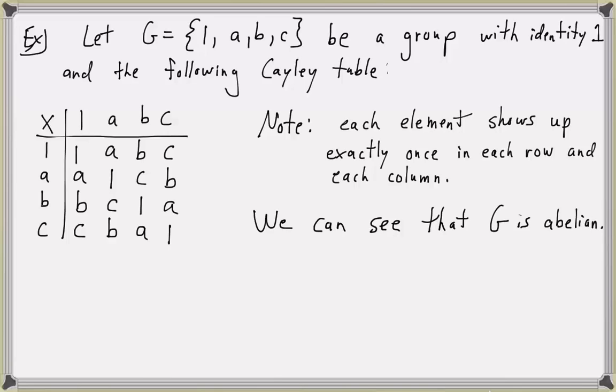Further, look at the diagonal of this matrix. We see that the identity appears along the diagonal. So in other words, A times A is the identity, B times B is 1, C times C is 1. So we see that each element is its own inverse.